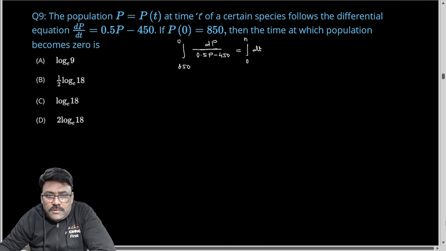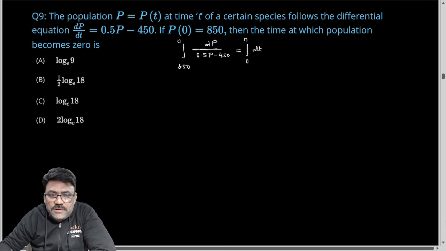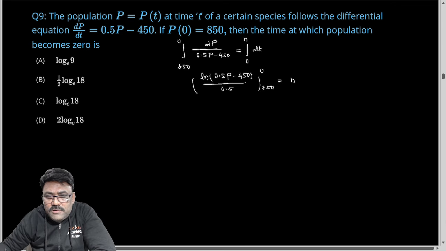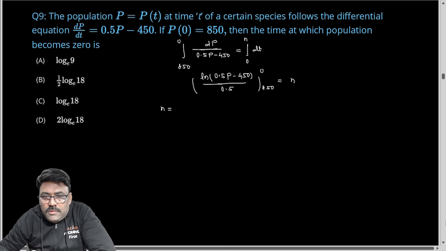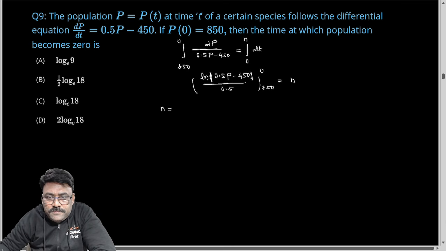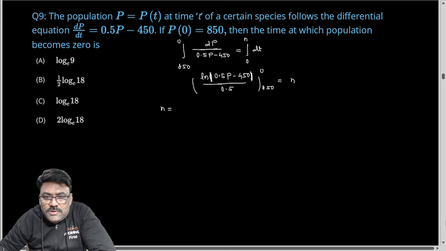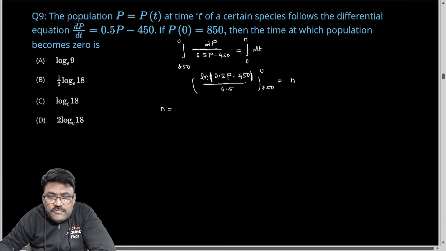Right. Now what will be this integration? This integration will be log of (0.5 p minus 450) over 0.5, from 850 to 0. And here basically you are getting n. This is the time. So n is what? And of course you have to take the mod also here, log mod. Now 0.5 is half, so it is 2 times.